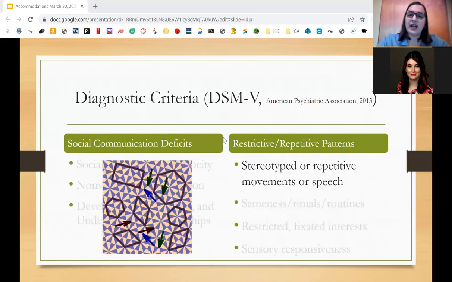So on the other side, we have restrictive and repetitive patterns and behaviors. These four criteria deal more with the behavioral side than the social and communication side. An individual must have two of these four criteria in order to be diagnosed with autism. I'll share with you, I have all four, so I can give examples of those as well. And again, many of these look very different for different individuals on the spectrum.